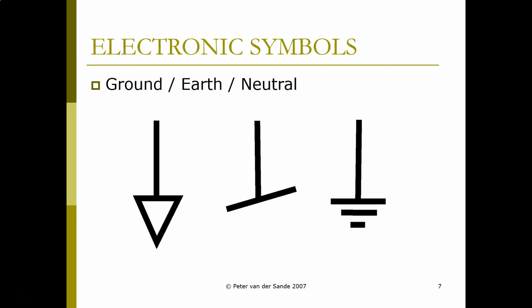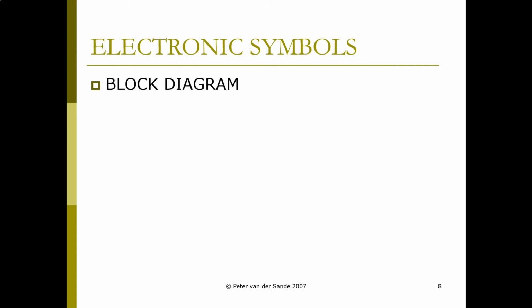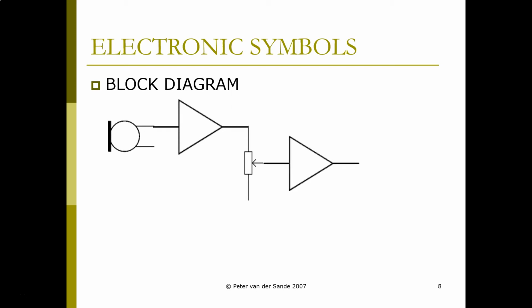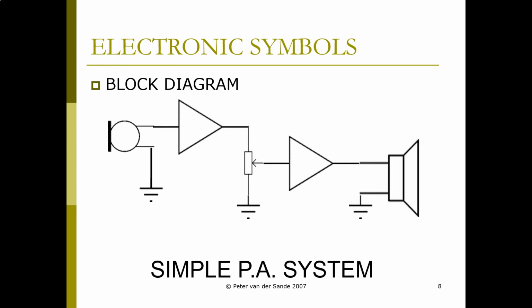To look at a simple block diagram, putting some of these components together, we're first going to start with a microphone, and then we're going to flip that over so the wires are on the right-hand side, and we'll add an amplifier, and then we'll add a potentiometer, which is a volume control, and then we'll add an amplifier, and then a speaker. And this is a simple PA system, public address system.